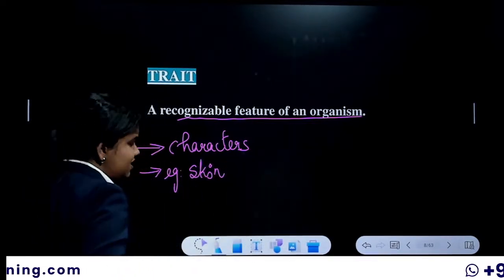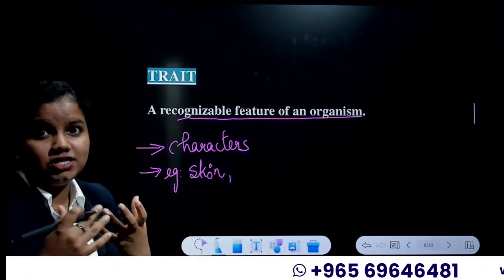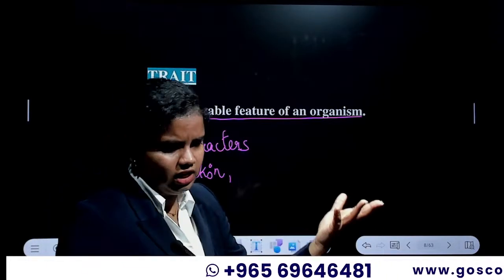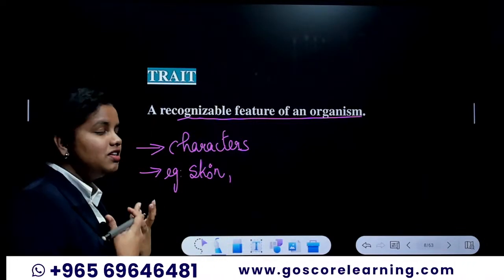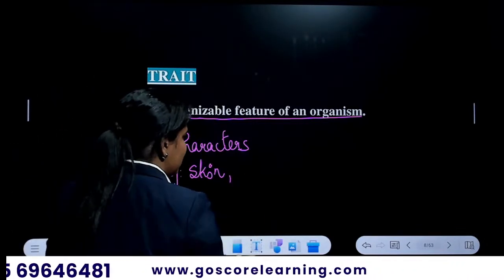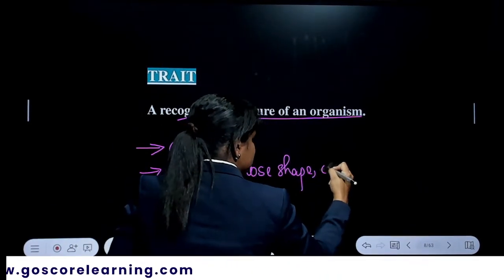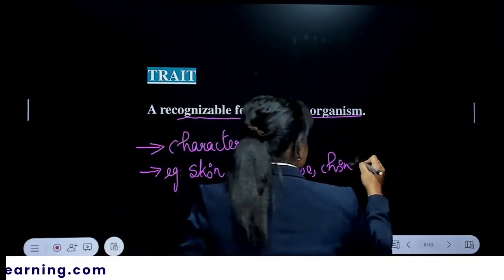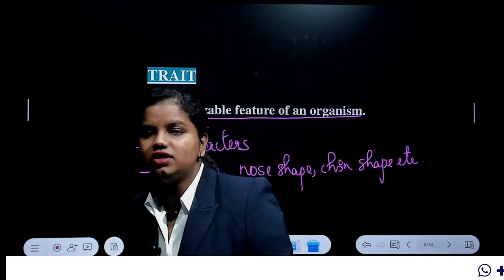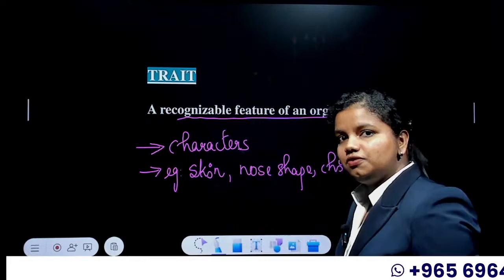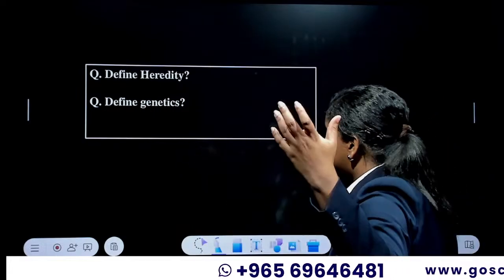Yes, from the dusky skin to the fairer skin, or your shape of your nose, maybe the shape of your tongue, maybe your height. These all are the traits, all are traits of characters. So your skin color, your nose shape, maybe the chin shape, etc. You can write anything under that heading. Whenever someone asks you what is a trait, just put it there. It is what you can see from the outside. It is the recognizable feature of an organism, any plant, animal, whoever.